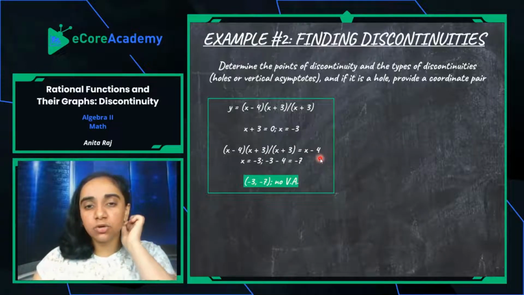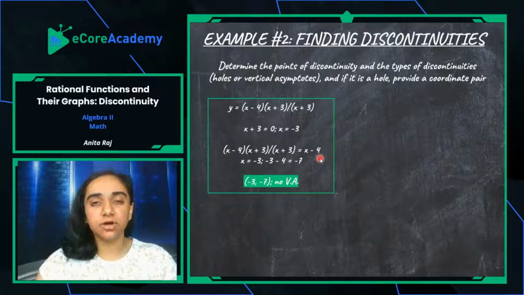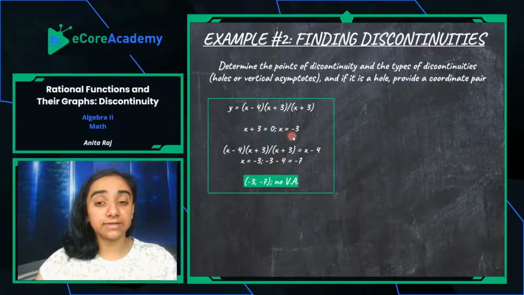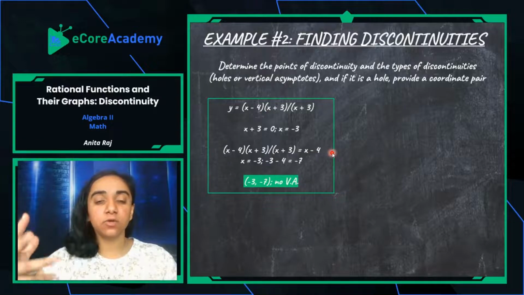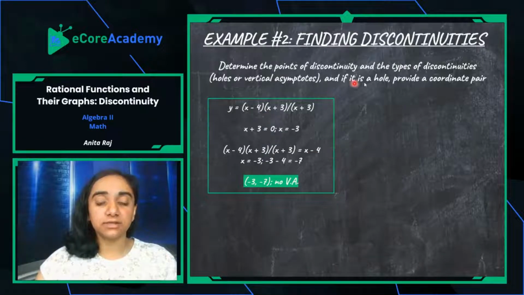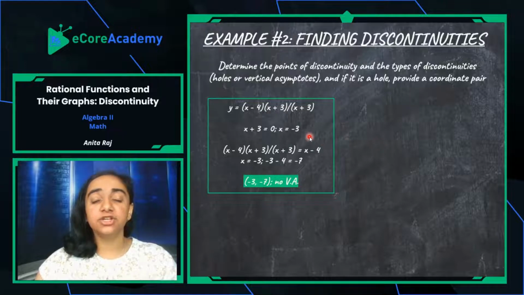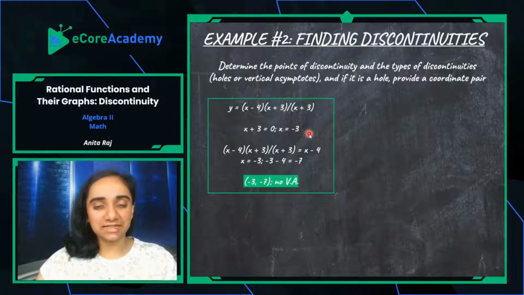However, we can't just ignore the x plus 3 we canceled out because we know that there's a hole there. There's no vertical asymptote, but there's a hole there. So we're going to take this x equals negative 3 that we found and plug it back into x minus 4 to find the corresponding y coordinate, because the instructions tell us to give our answer as a coordinate pair, not just x equals negative 3.